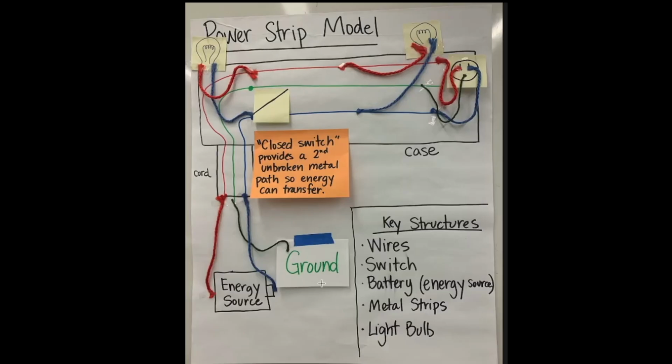This label gets moved over to label that green, that's actually a green yarn there. You've got this red yarn that connects to the red wires and the blue to the blue wires. So you're just showing how to make a complete circuit. You're showing all the key structures. We're going to define what a closed switch does. It provides a second unbroken metal path so energy can transfer, how the switch works.